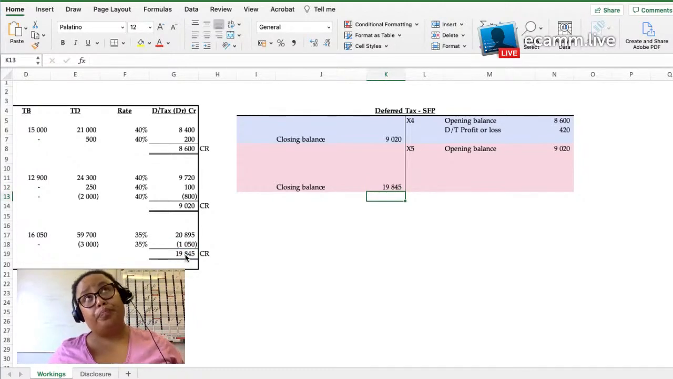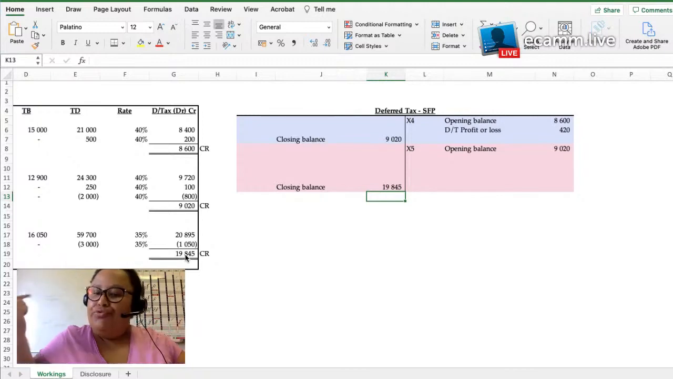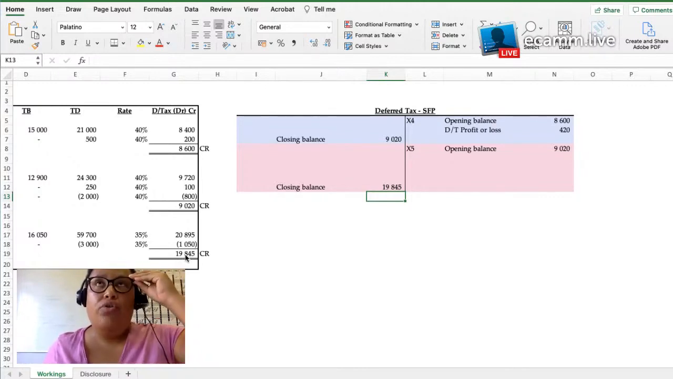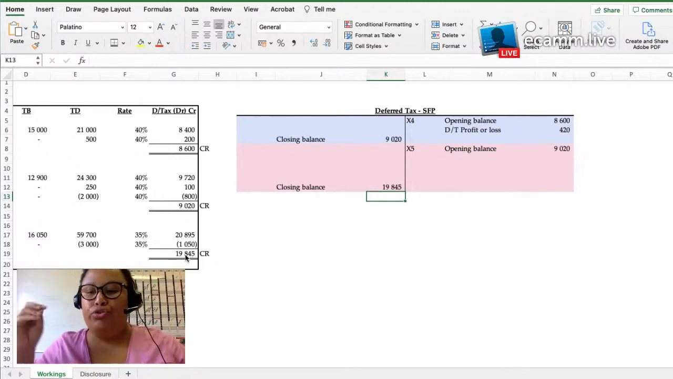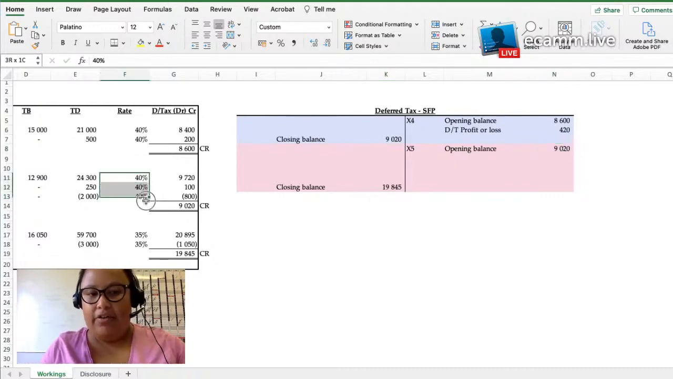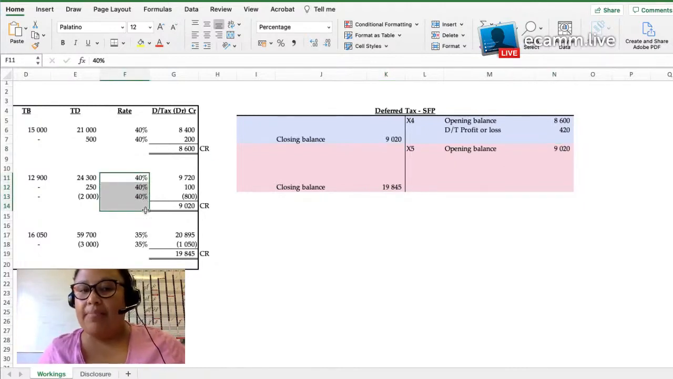Now, I'm trying to recreate what happened to deferred tax. There were a couple of things that happened. The first thing that happened was, we know that the tax rate changed. So the tax rate went from 40% to 35%. Now, my opening balance was calculated on a 40% tax rate. We can see over here, we calculated the opening balance on a 40% tax rate.